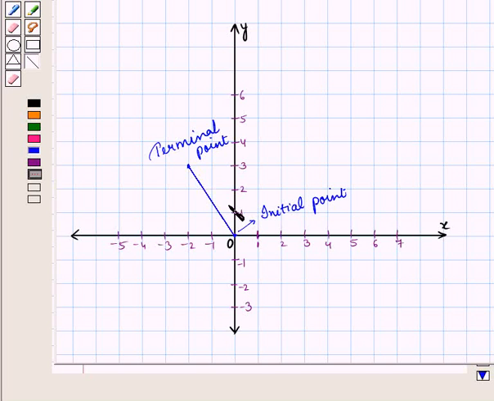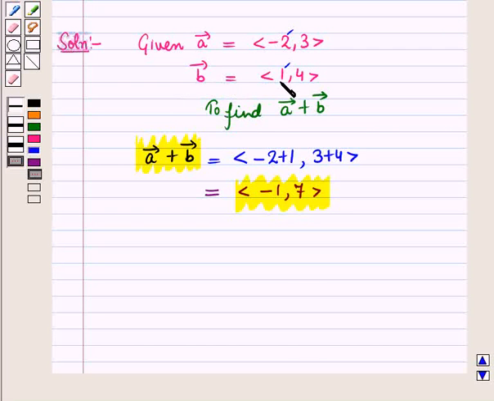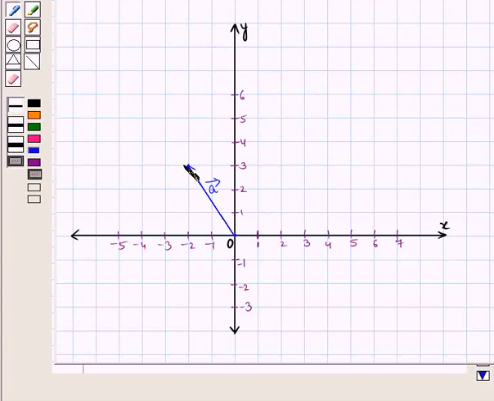So this is the vector A. Now here, as we have moved upwards, so we show upward direction. Now let us draw vector B with components 1, 4. Now treating this terminal point of vector A as initial point of vector B, we move 1 unit to the right and 4 units up. And we reach the terminal point of vector B. So this is the vector B.